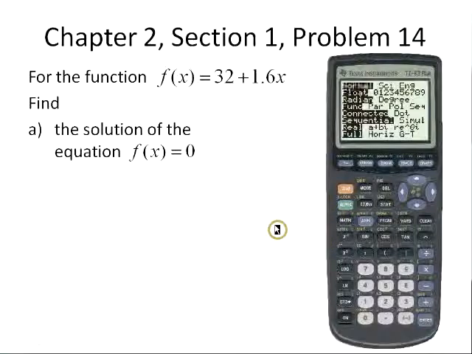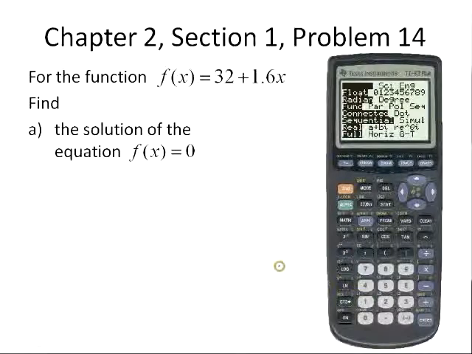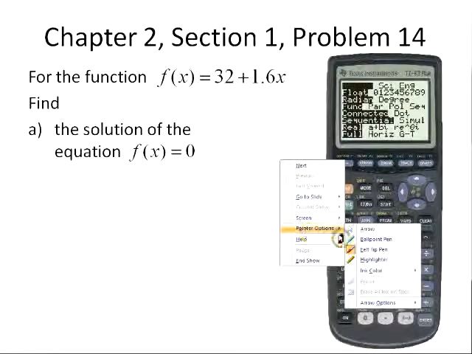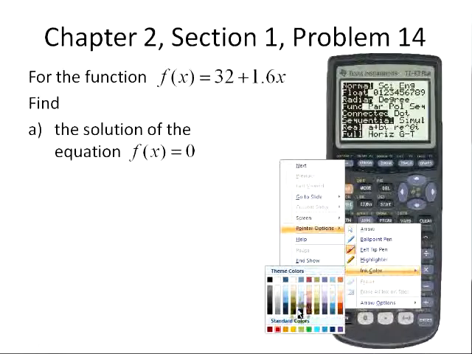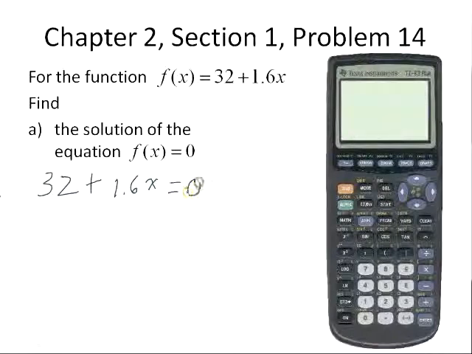Now to do this, the first thing I'm going to do is set my pointer up to be a felt tip pen, and we need to get a color for the pointer, so let's make it a dark blue here. Okay? Now, with the pointer, I'm going to write on the pad here. If we take this function and set it equal to 0, we're going to have 32 plus 1.6x, and we want to set this equal to 0.